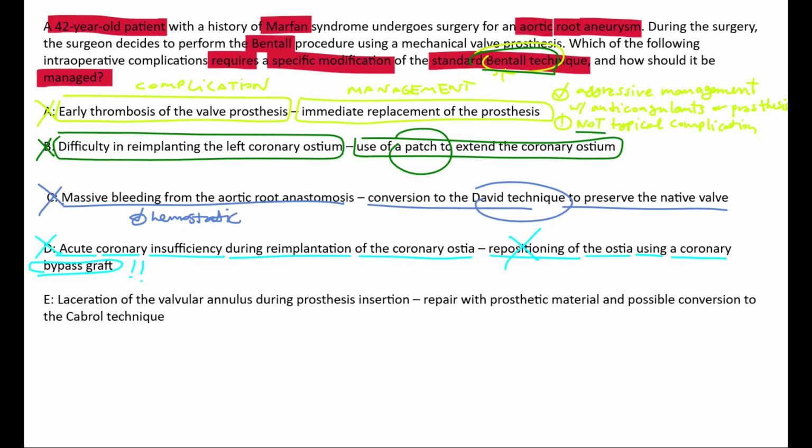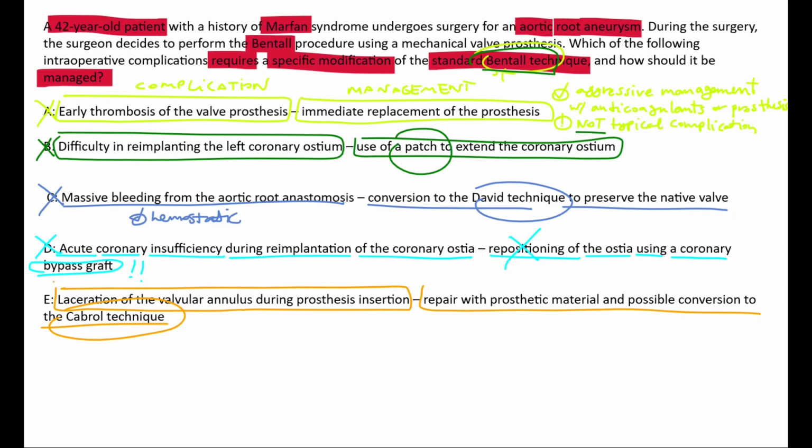Lastly, answer E. Laceration of the valvular annulus during prosthesis insertion. Repair with prosthetic material and possible conversion to the Cabrol technique.